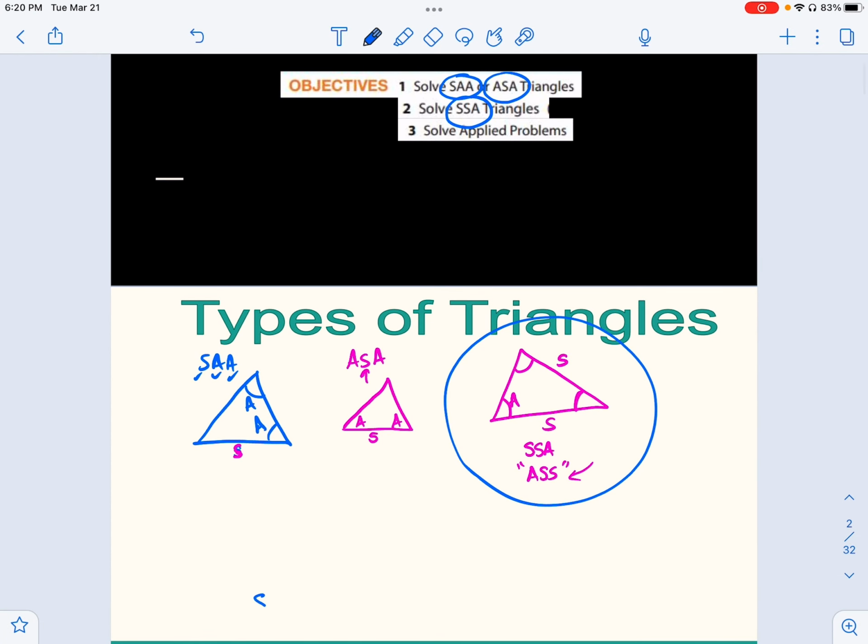Then we could also have the SSS type of triangle in which all three sides are available to us, but none of the angles would be known. And then the other one would be SAS, which is side, angle, side, so an inclusive angle. Those are the five major types.